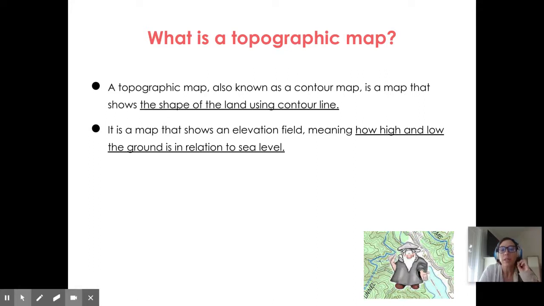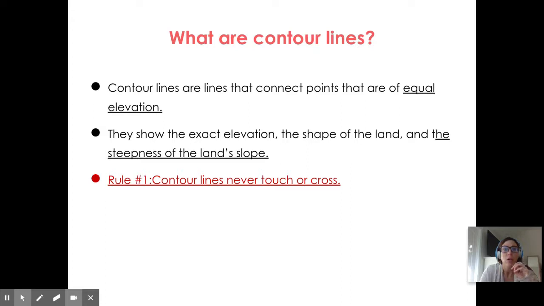So what exactly is a topographic map? A topographic map is a map that shows the shape of the land using contour lines. It is a map that shows an elevation field, and we talked about that yesterday, how high and low the ground is in relation to sea level being the reference point. Contour lines are lines that connect points that are of equal elevation. They show the exact elevation and the shape of the land, as well as something that we're able to determine from the closeness of the lines, and that is the steepness of the land slope.